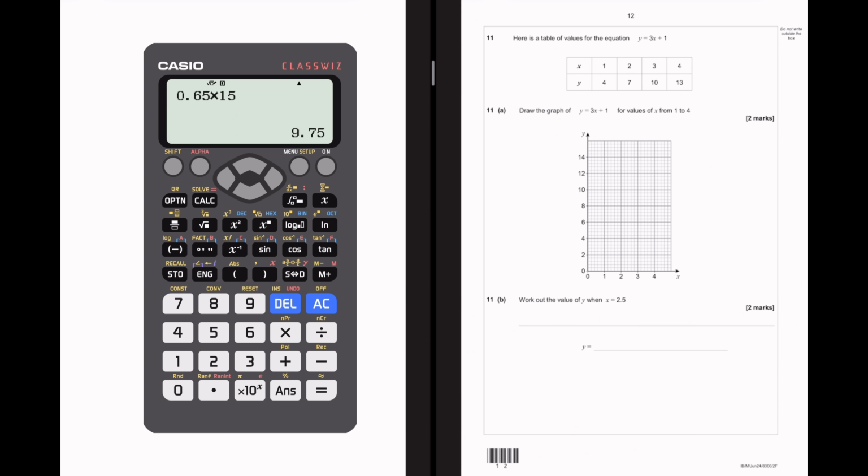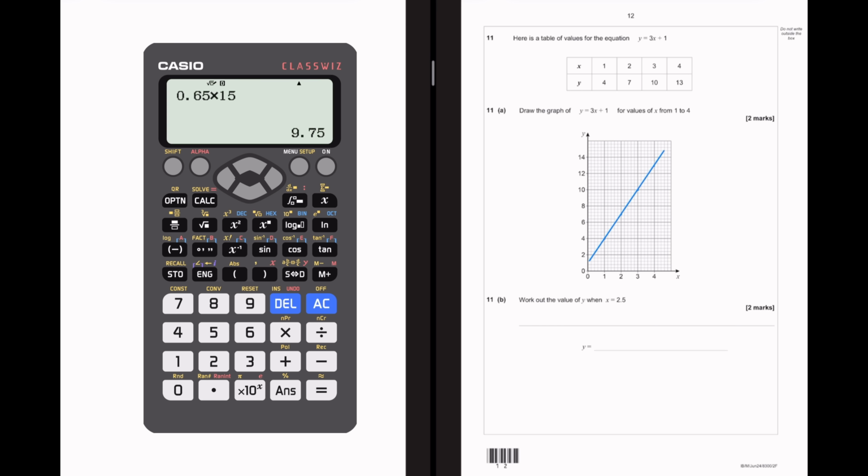Question 11 says, here is a table of values for the equation y equals 3x plus 1. Draw the graph of y equals 3x plus 1 for x values from 1 to 4. So we're going to plot these points. 1, 4 is at this point here. The next one is 2, 7, which is about here. The next one is 3, 10, and then we've got 4, 13, which is about there. And then we draw a straight line through these points, like that.